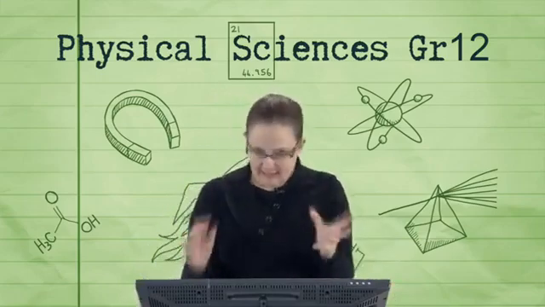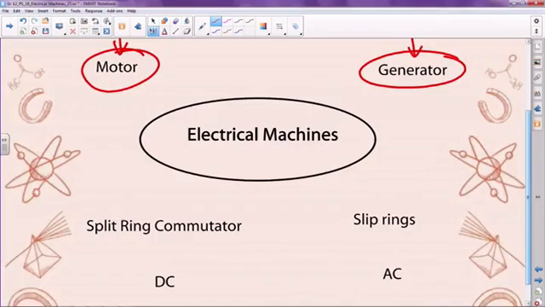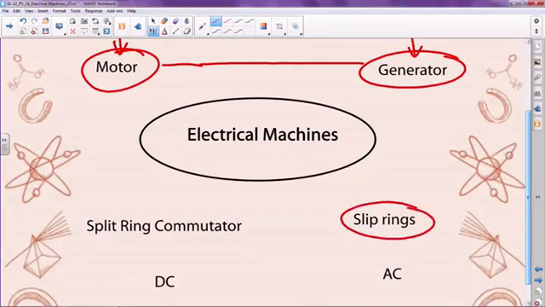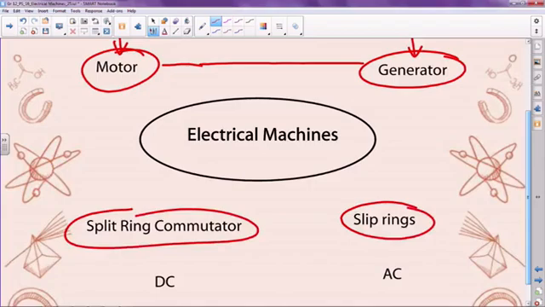Now, the thing here is that a generator and a motor are very similar in their setup, and they can either be DC or AC. Okay, DC means they can work or produce direct current, or they can work or produce alternating current. The biggest difference is a very important thing. In AC generators and motors, we have slip rings. In DC generators and motors, we have a split ring commutator. These two terms are vitally important, and you cannot get them confused.